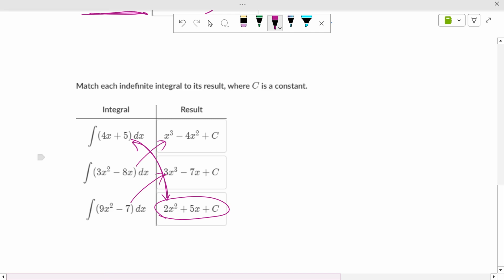So you're starting to get into your mindset of how antiderivatives work, and we're going to hit antiderivatives hard next week, okay? So that's it, not much.